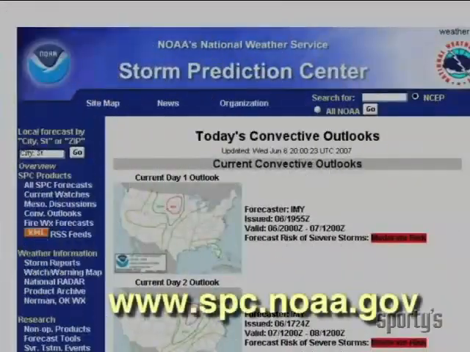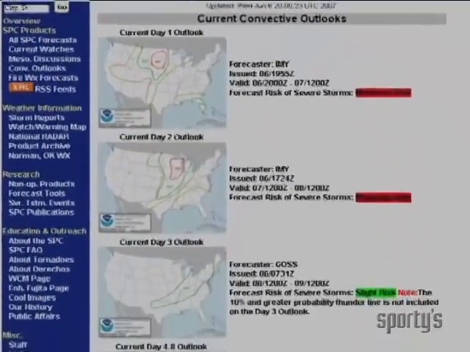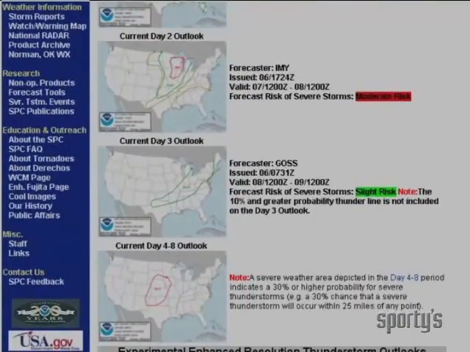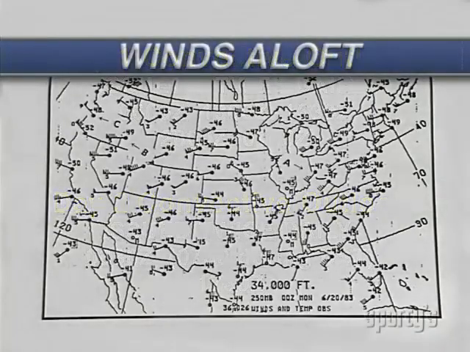The Day 1 convective outlook covers the first 24-hour period. The Day 2 outlook covers the second 24 hours, and the Day 3 outlook covers the 24-hour period after that. A Day 4 through 8 outlook covers the following 5 days. The Day 1 outlook is issued 5 times daily, and each issuance is valid until 12 Zulu the following day. The Day 2 outlook is issued twice daily and covers the period from 12Z the following day to 12Z the day after that. Both forecast and observed winds aloft charts are available.